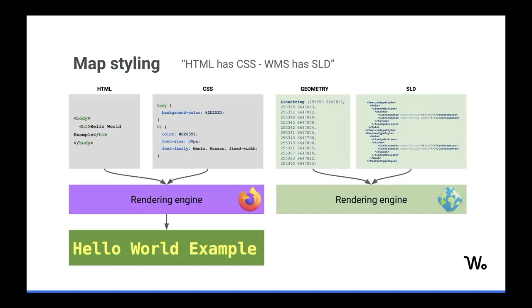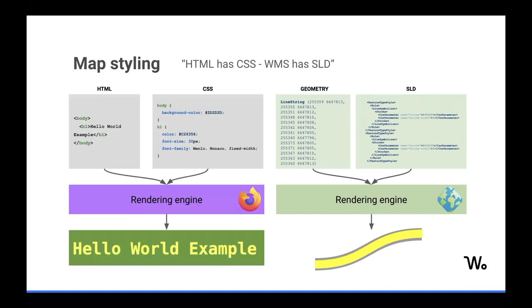And just the same way as you need a rendering engine to combine HTML and CSS, you also need a rendering engine to combine geometries and SLDs. A very powerful open source example of such a rendering engine is GeoServer. And URLs to resources such as GeoServer will be available at the end of this presentation.